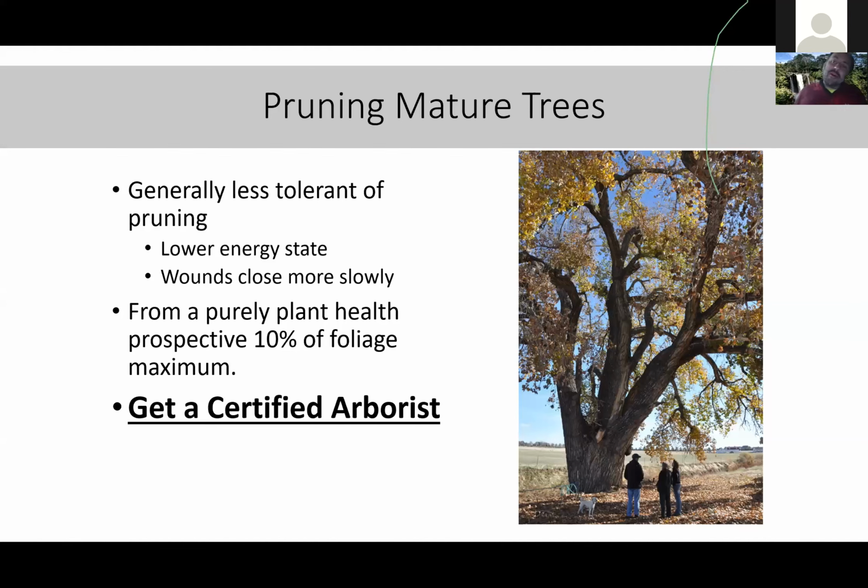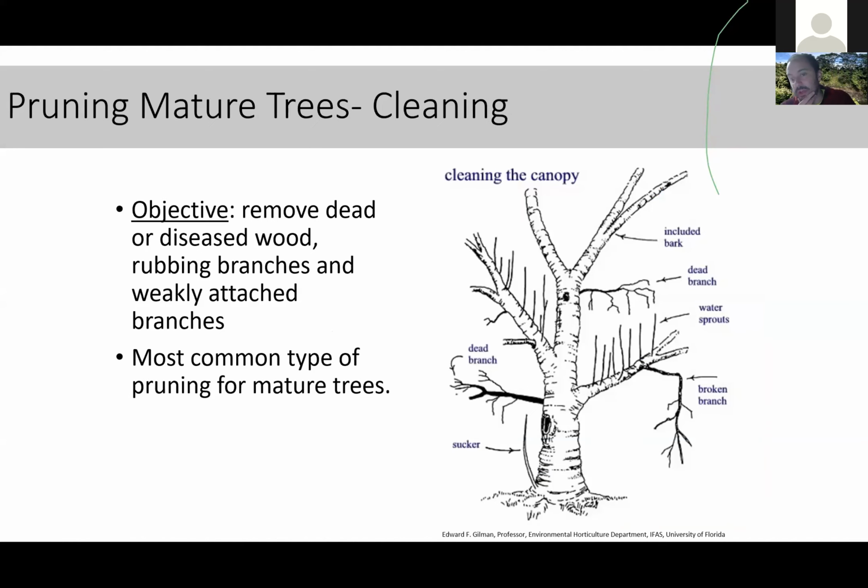There are probably about a half dozen different types of pruning that I could talk about with you guys for mature trees, but I'm just going to talk about two, the two that I think are generally the most common and the most important to know about. The first is the most common type of pruning mature trees get, and it is probably the most important to know about. And that's cleaning. In cleaning, our objective is to remove dead or diseased wood, rubbing branches, suckers, water sprouts, etc. You can see examples of all that in the picture here. It's the least invasive, and it's probably the one that most mature trees really need.